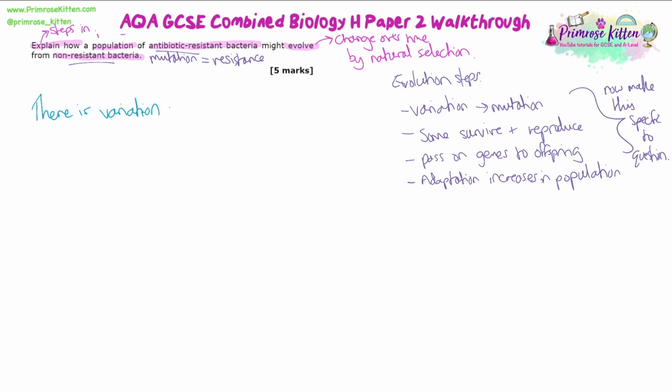So there is variation in the population of non-resistant bacteria caused by mutations. One mutation makes some bacteria resistant to the antibiotic. These individuals survive and reproduce or replicate, passing on their resistance gene. So the number of resistant bacteria increases until it's the whole population. So the only ones that are left are going to be resistant.